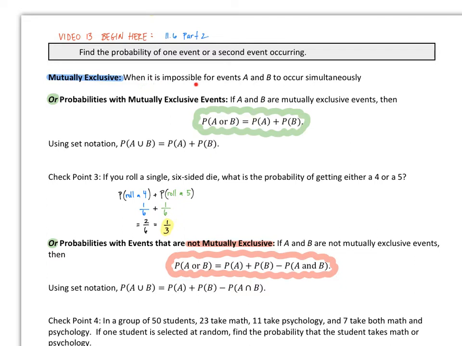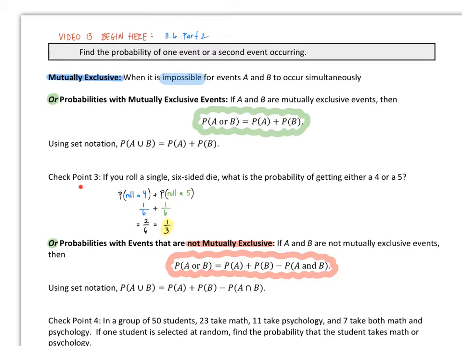It's when it is impossible, that's key, impossible for events A and B to occur simultaneously, or at the same time. So this is dealing with an OR probability with mutually exclusive events. If A and B are mutually exclusive events, then the probability of A or B happening is going to be the probability of A plus the probability of B. So here's our set notation. Again, that just means OR, so we can split it up.